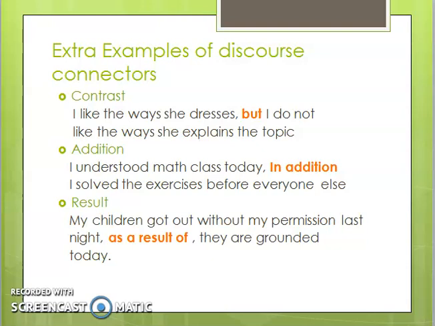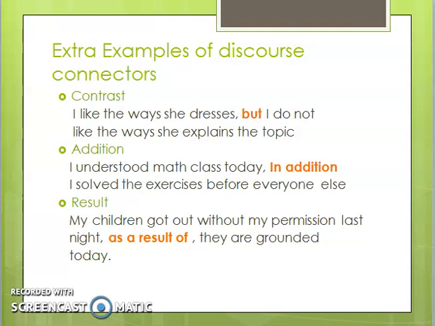Okay, students, let's check the extra examples of discourse connectors. In the first part of this slide, I have the contrast one, and it says, I like the way she dresses, but I do not like the way she explains the topic. Maybe she gets confused, and maybe the only part that this person likes is the way she dresses. So here we are expressing contrast, one thing from the other.